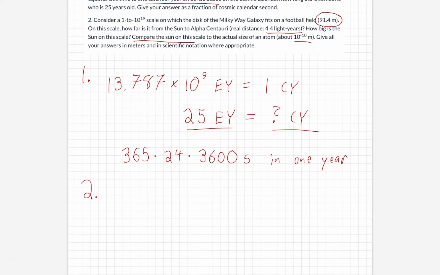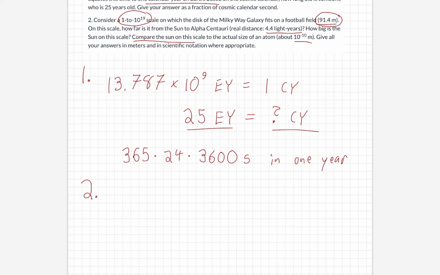You could look it up and find that it's about 100,000 light years, but that wouldn't be using the information in the problem. Instead, you're going to use that 91.4 meters that's given. So the idea is you know the scale, what is often called the scale factor, that our scale model of the galaxy here is 10 to the 19 times smaller than the actual galaxy.